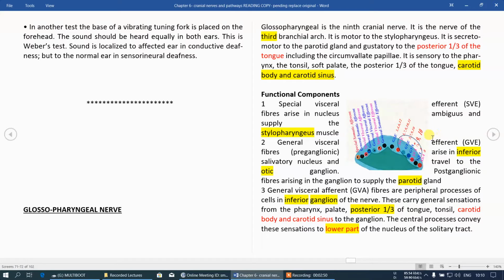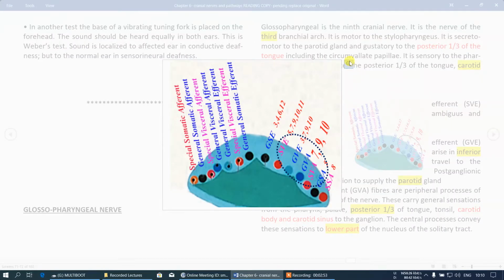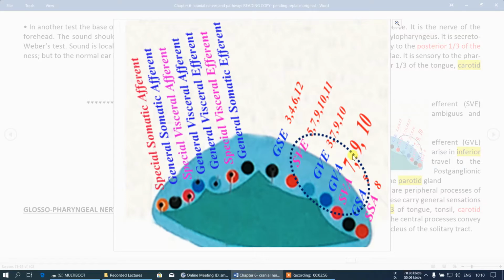So these are the functional components of the glossopharyngeal nerve. We have seen 7, 9 and 10. That pattern gets repeated in all components. This is the median sulcus, this is the sulcus limitans. If you remember the facial nerve, it shared similar components. Remove the medial side one, remove the lateral side one, and combine the remaining five. That will be your 7, 9, 10. So the 9th cranial nerve, the glossopharyngeal nerve, will share the same components: 7, 9, 10.